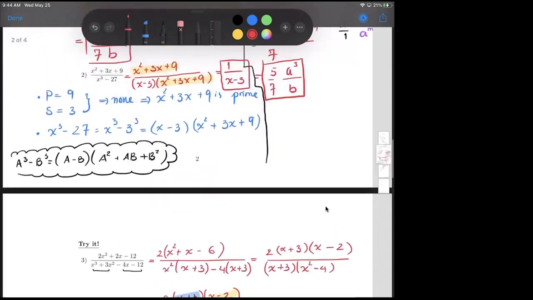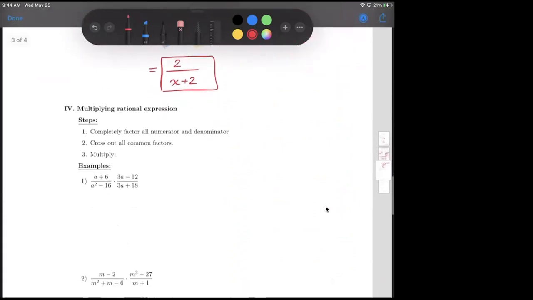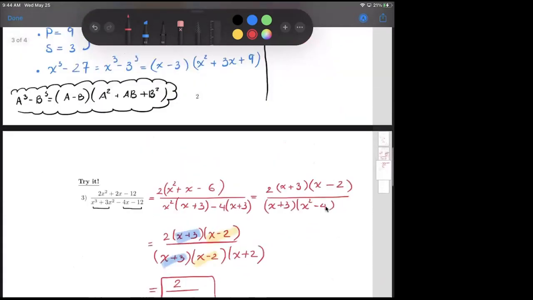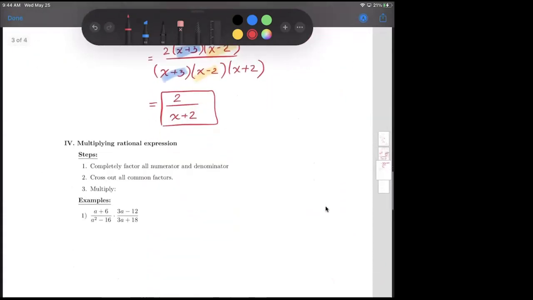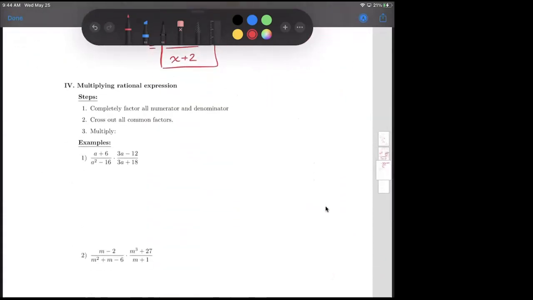So of course, expect something like these on the exam, very similar to the lecture. All right, so that is when I ask you to simplify. Now I'm going to ask you to multiply two rational expressions and then simplify. The steps are the same: completely factor all the numerators and denominators, cross out the common factors, and then multiply at the end. It's very similar, just a bit longer. But let me remind you, when you multiply A over B times C over D, you just multiply across: A times C over B times D. Just keep that in mind.